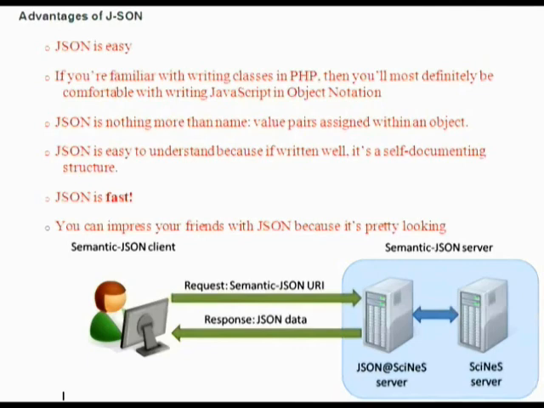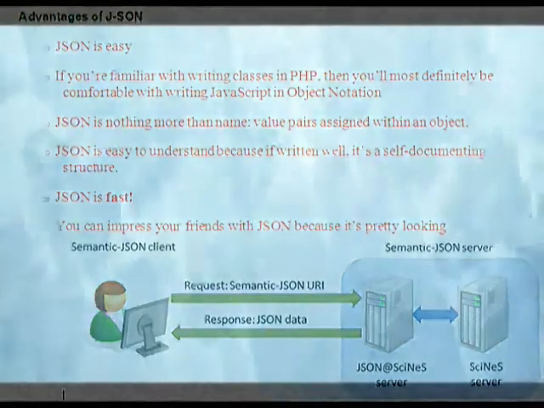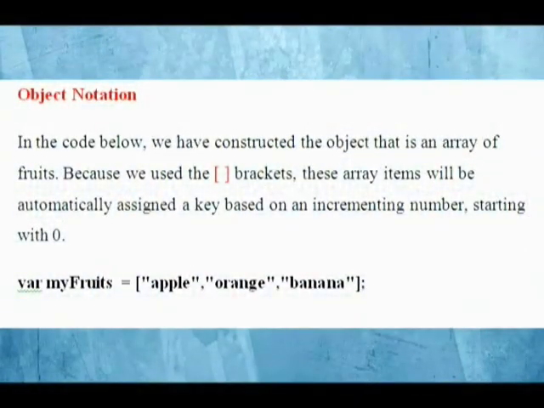JSON is easy to understand because, if written well, it's a self-documenting structure. JSON is fast. You can impress your friends with JSON because it's pretty looking. Object notation.